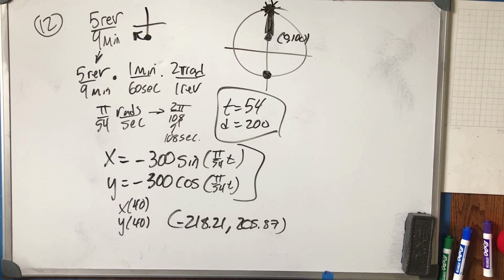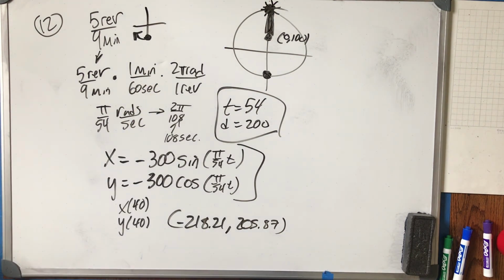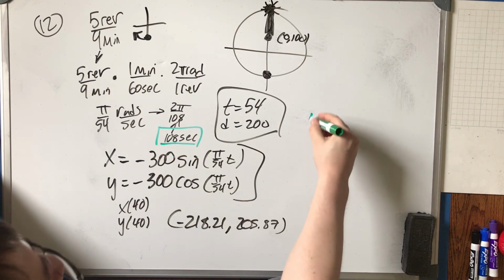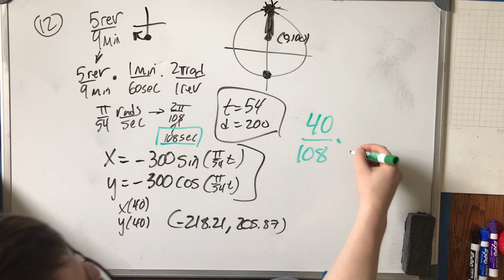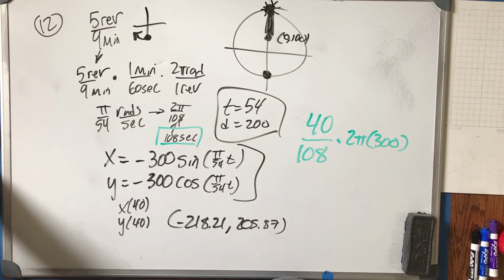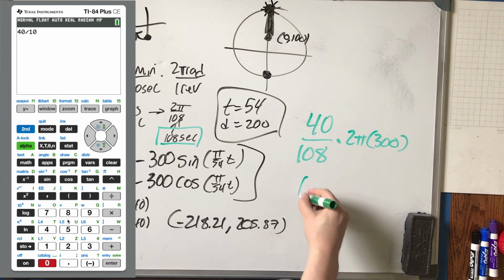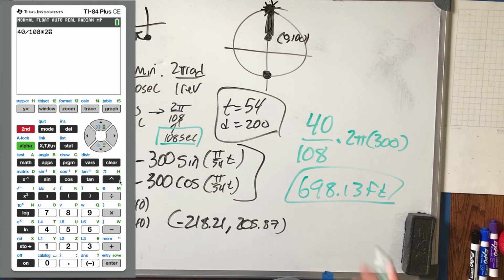And the last one is tricky, right? We want to figure out how far she has actually traveled in the first 40 seconds. So this is fun. It takes her 108 seconds to run the whole thing. So right now she's at 40 out of 108, and we're just going to multiply that by the circumference. This gives us the percent that she's run so far times the circumference. That's going to be 698.13 feet. And that's how far she's run.